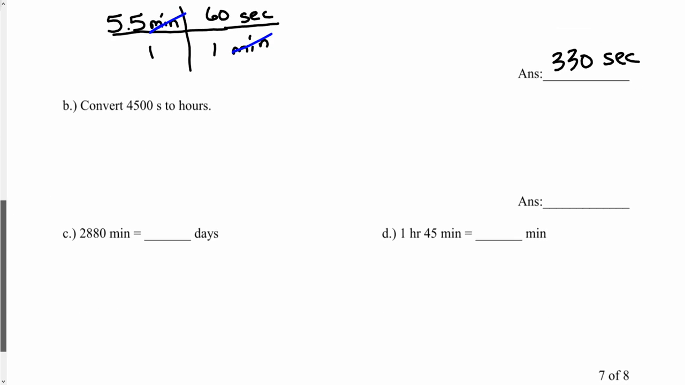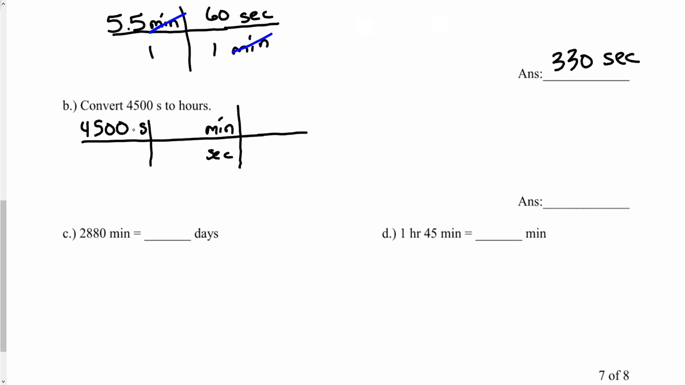All right, we only have 4 more problems here. We should be able to finish these up in just a minute, right? 4,500 seconds to hours. So we'll put 4,500 seconds down here. There's not a great way to go from seconds to hours. Some people know what it is, but I'm going to go seconds to minutes. That's what I'm going to do first.